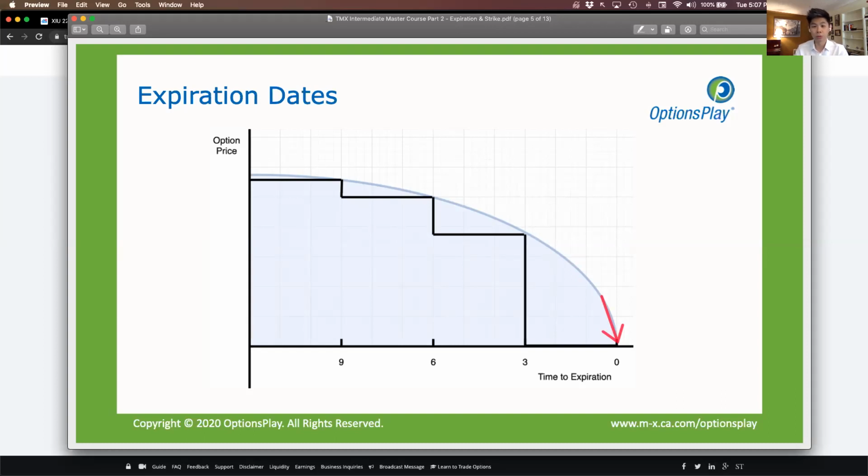The option premium is really a factor of volatility. Everything else is something that you can calculate, which is why we want to follow these formulas. So if everything else is held constant, you always want to sell short dated options and you always want to buy longer dated options. That's why these rules are there.